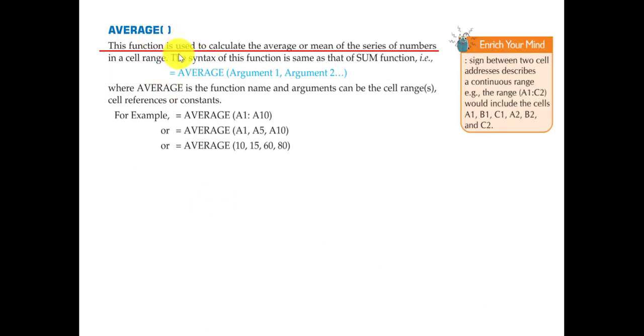AVERAGE is used to calculate the average or mean of a series of numbers. The syntax of this function is equals to AVERAGE, argument 1, argument 2, where AVERAGE is the name of the function and arguments can be a cell range, cell references or constant values. Equals to AVERAGE(A1:A10), equals to AVERAGE(A1,A5,A10), or equals to AVERAGE(10,15,60,80).